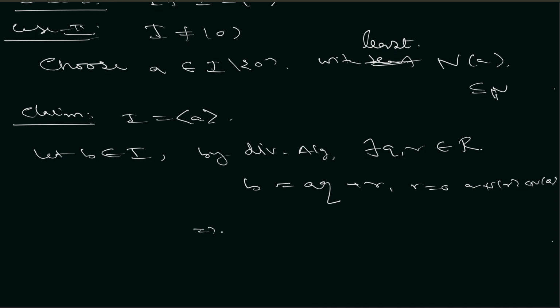So this implies that R equals B minus AQ. This is an element of I, because B is an element of I, and A is an element of I, so this B minus AQ should be a member of I.